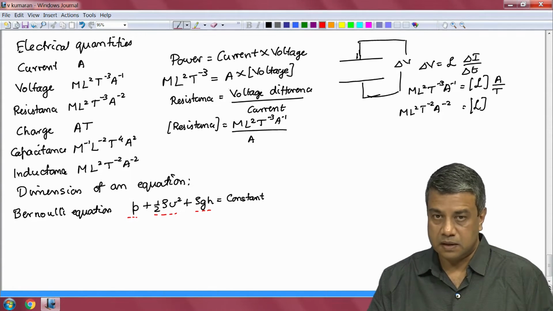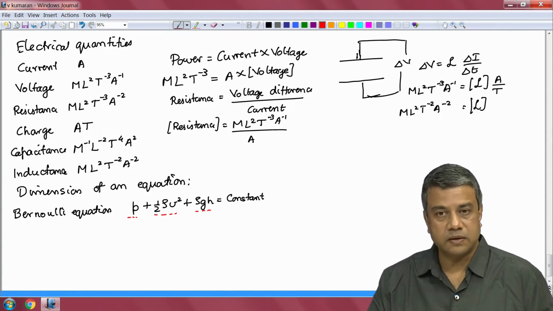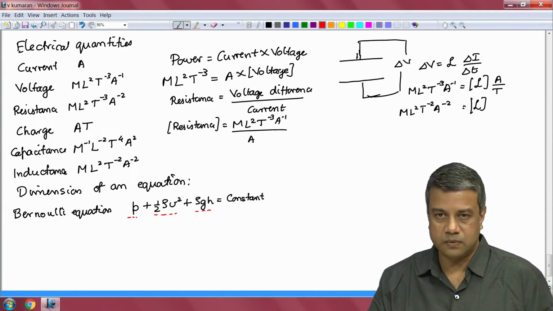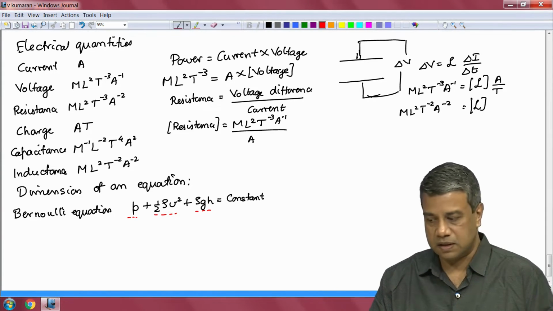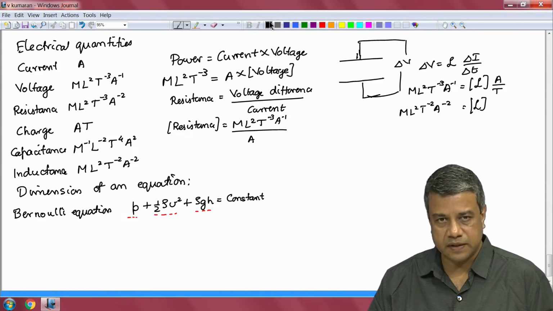Now, when the sum of 3 terms is equal to a constant, each of those terms has to have the same dimension. Otherwise, the equation is not dimensionally consistent. If I change units, then one term will change, another won't, and therefore, the equation is no longer valid. So, let us examine the dimension of each of these terms.